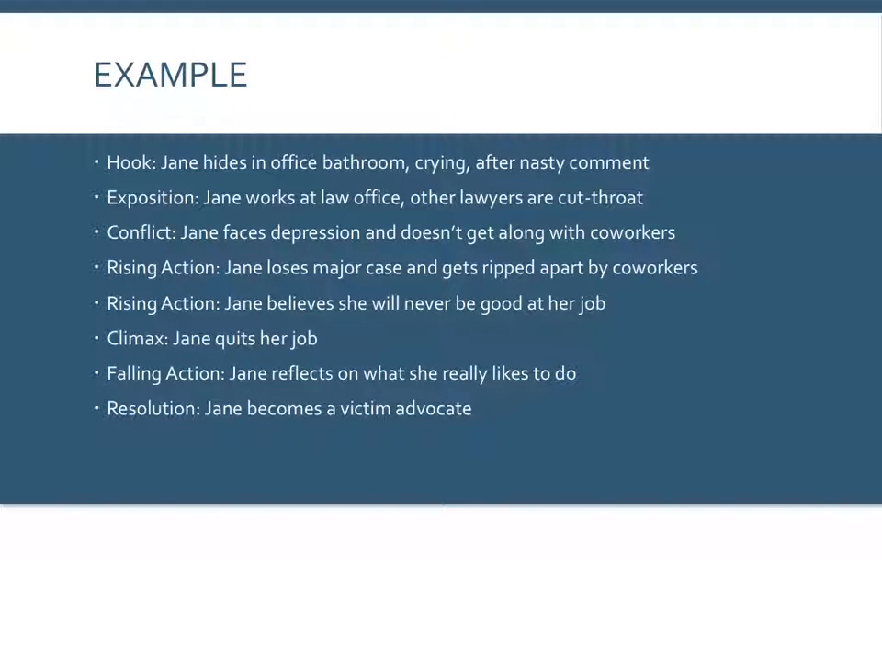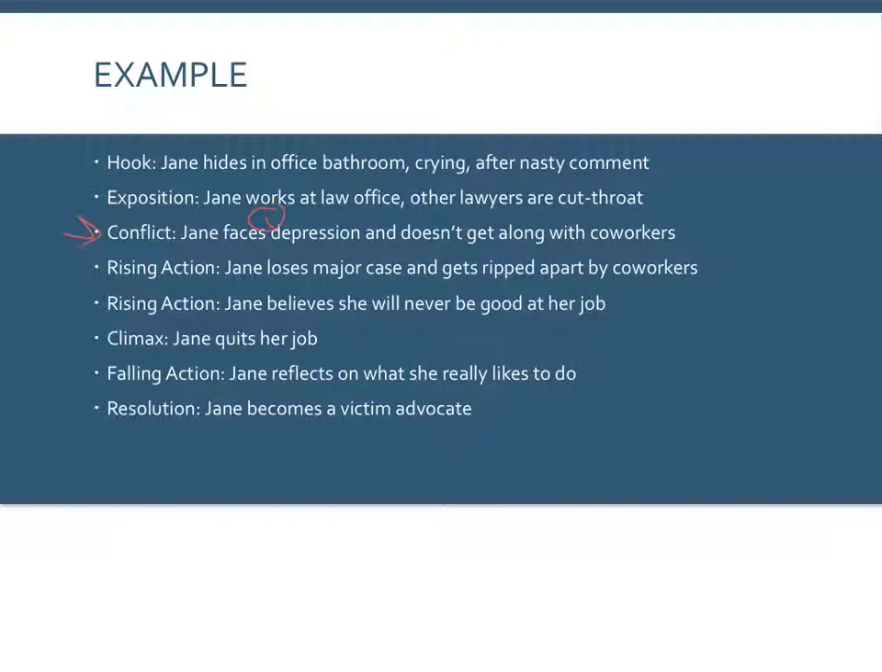So I just wanted to show you an example of what an outline might look like for a short story, and I've left out a lot here, but I wanted you to see what some concepts might look like. I started with a conflict here, and I came up with a conflict that Jane faces depression, which would be a self-conflict, and she has a character conflict. She doesn't get along with coworkers.